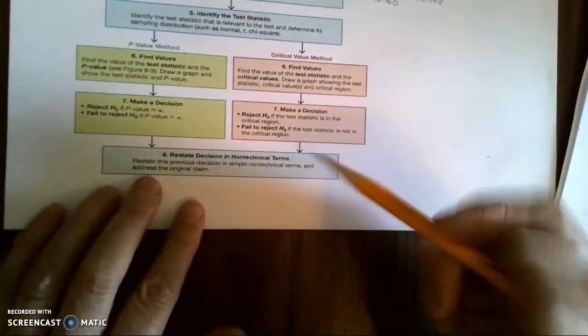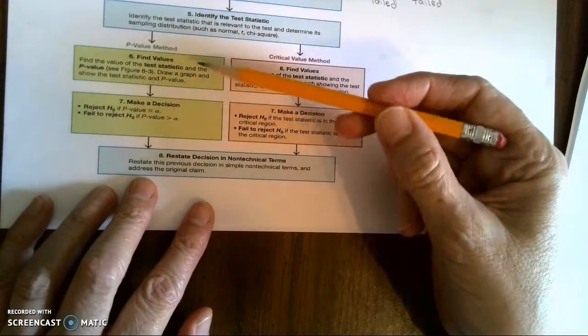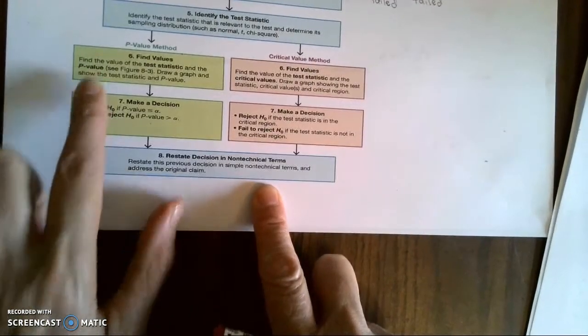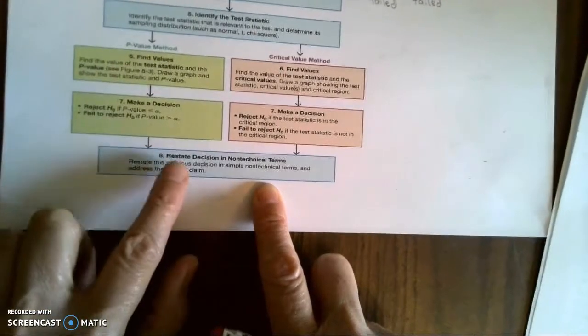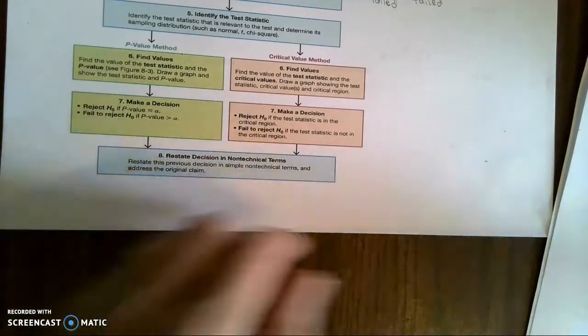Before I do that, I just want to remind you that there are two methods. There's a p-value method and there's a critical value method. We're talking about the p-value method here. So what we're talking about is how to find the p-value, what they are, what our decision is, and then how do we go from there. We're just doing a couple examples from here.